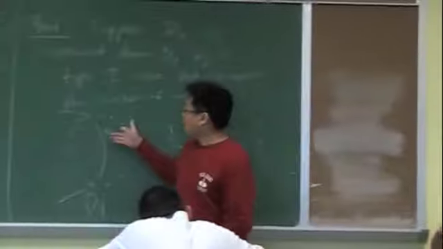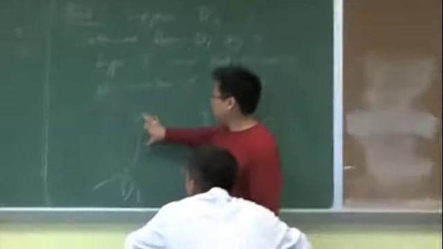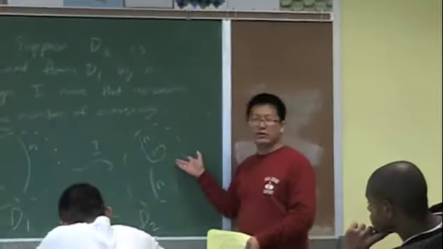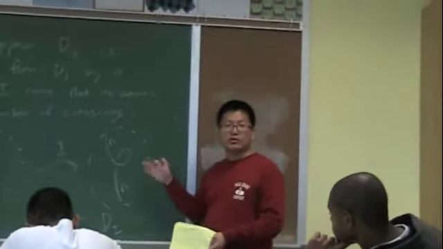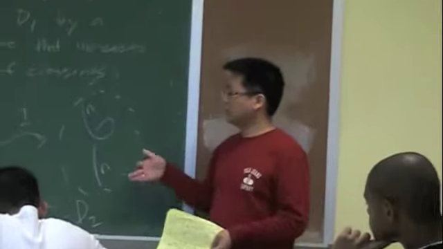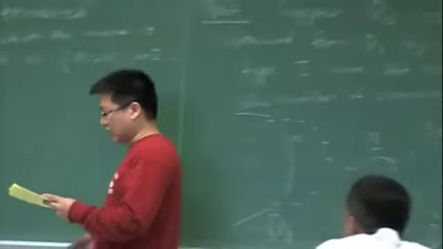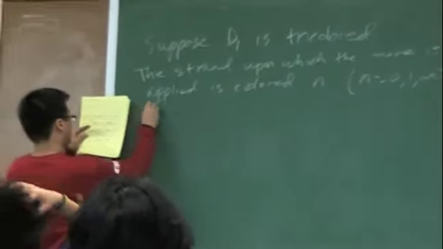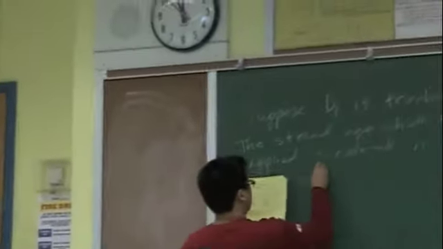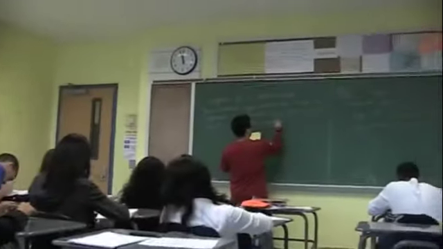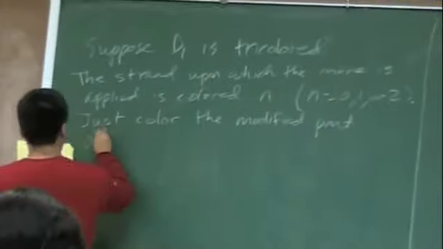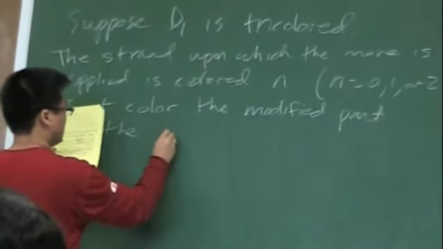So outside this region, we had to see more than one color, and that's still going to be the case outside. So we basically color everything outside the same. In here we color N, and then it's easy to check that it's still a tricoloring. So just color the modified part of the diagram or the projection.